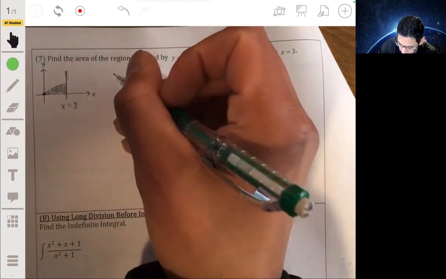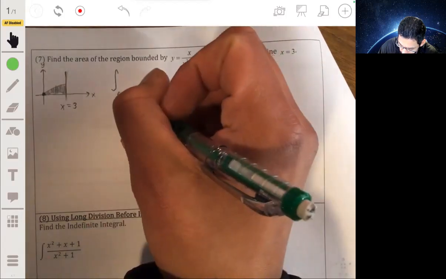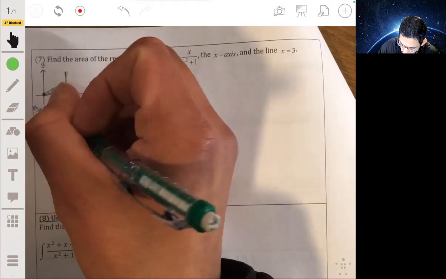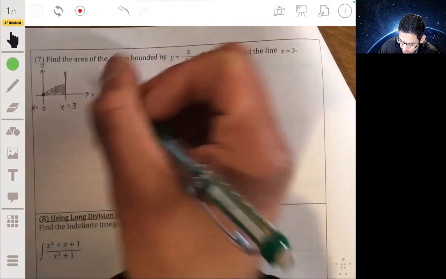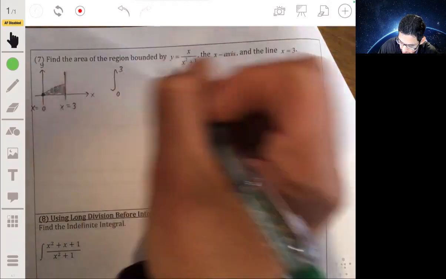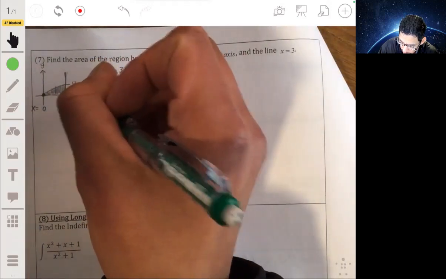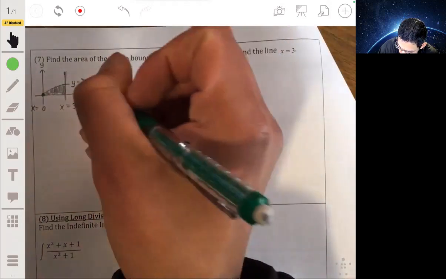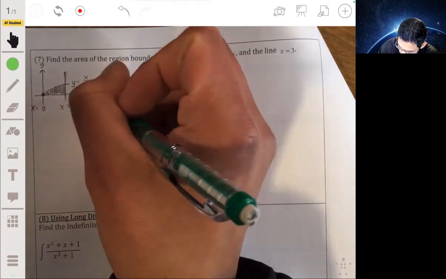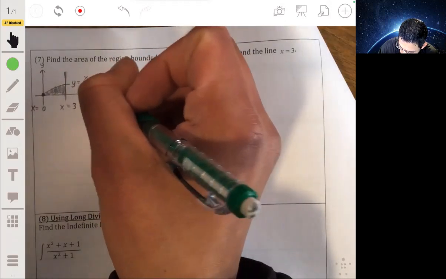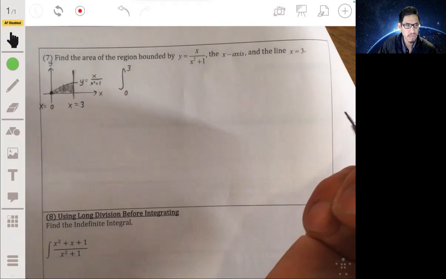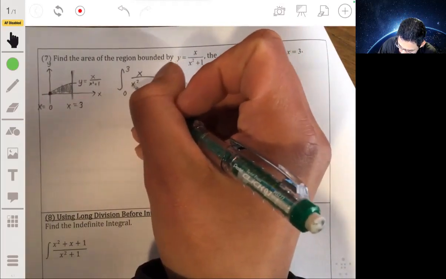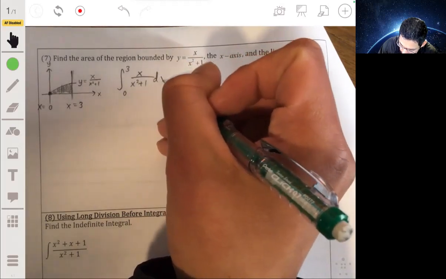Okay, so all you're really going to do then is set up your integral from 0 to 3. Remember, the left-hand point is the line x equals 0. The right is x equals 3. And this will be our function, this will be our line for y. So then we've got the integral of x over x squared plus 1 dx.